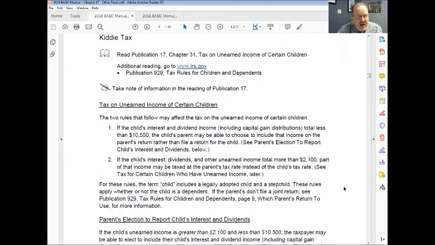Kiddie tax, as it talks about here, just know the kiddie tax is basically a tax on somebody's unearned income. As it says here, there are 2 rules to follow. If the child's interest and dividend income, including capital gains distributions, total less than $10,500, the child's parent may be able to choose to include that income on the parent's return rather than file a return for the child. If the child's interest, dividend, and unearned income total more than $2,100, part of that income may be taxed at the parent's tax rate instead of the child's tax rate. So basically what this is, is when somebody is a dependent or a child on the return and they have income from sources that are unearned.